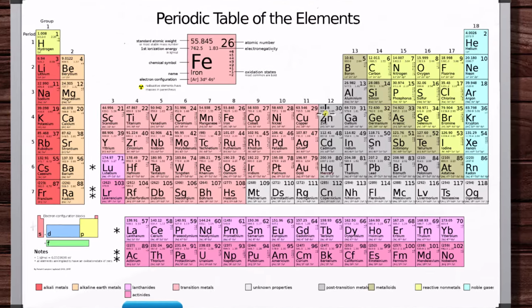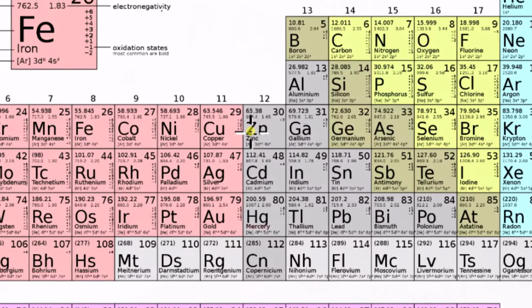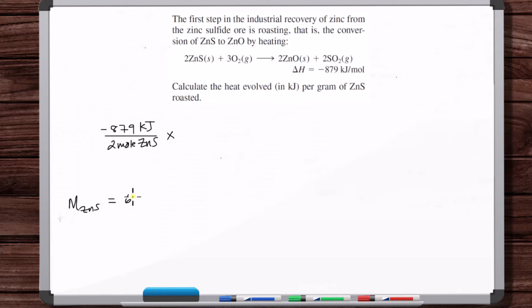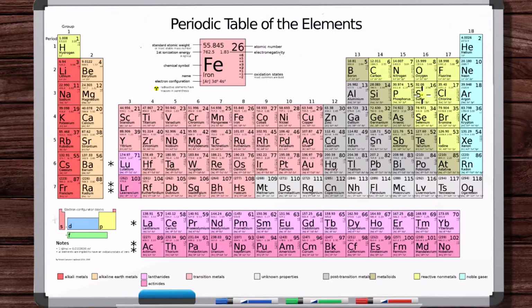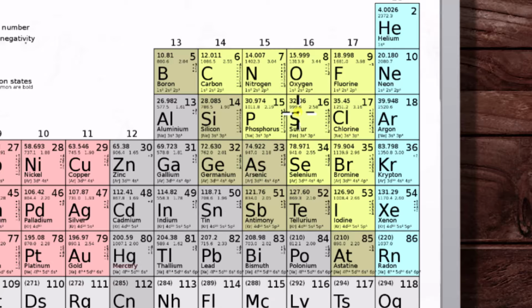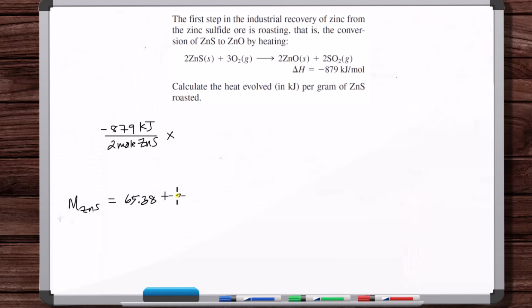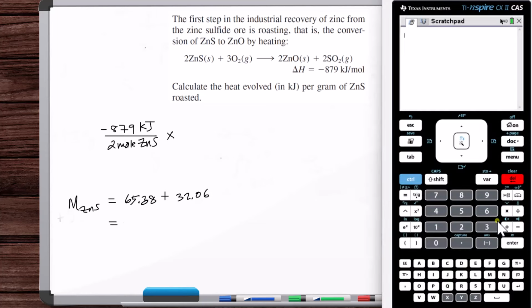Okay, atomic weight of zinc, 65.38. Atomic weight of sulfur, 32.06. So 97.44.